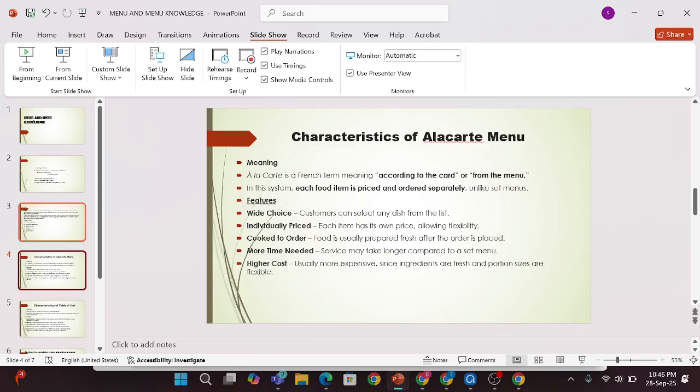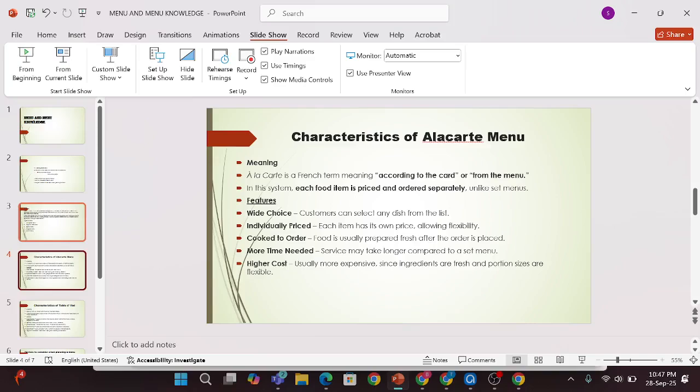And also, it doesn't have a limitation to the customers, like you can choose yours, the one that you wish that is pleasing to you. And the disadvantage of the a la carte menus is that they are normally expensive because the ingredients are priced differently, and the ingredients also tend to be fresh, making the sizes to be flexible. That's the major disadvantage that is involved with the a la carte menus.